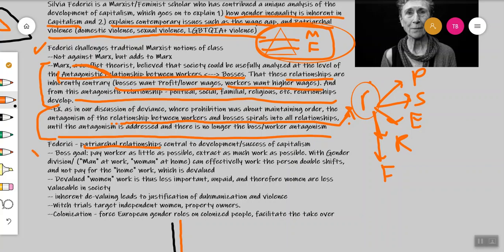So here, essentially, she would say that the boss's goal is to pay the worker as little as possible, hence making more profit, and extract as much work as possible from the worker. Meaning that the more hours you could get someone to work during the day, and the more items they produce, and the least amount you could pay them, the better.